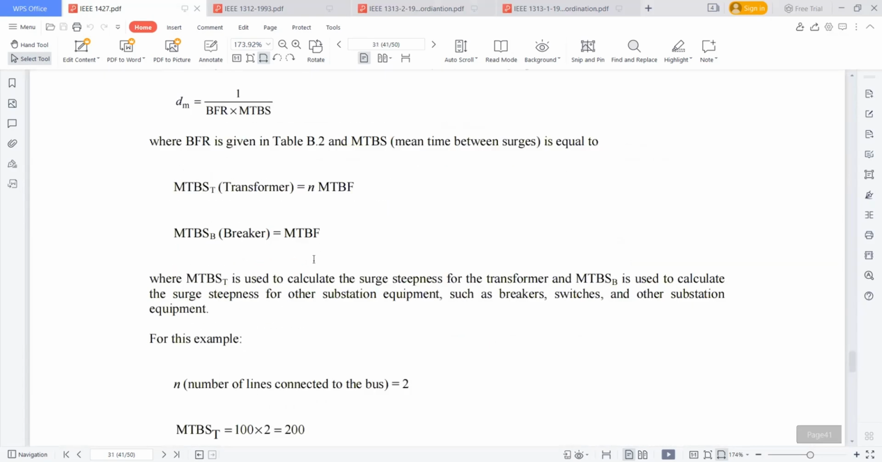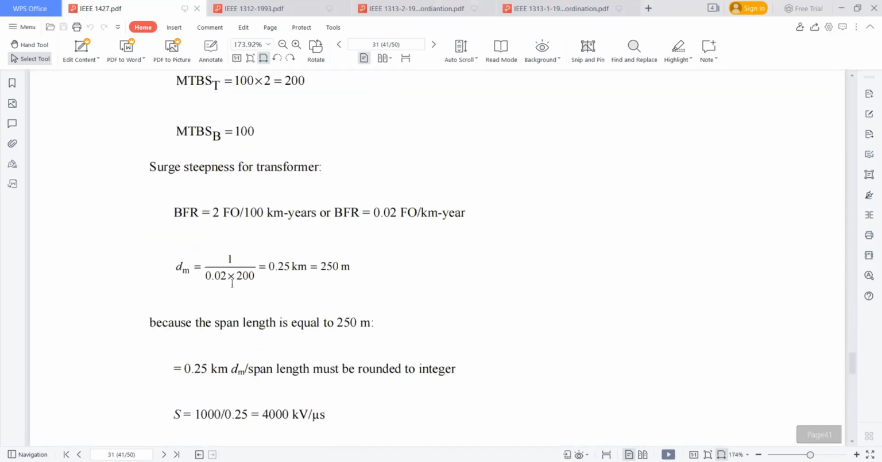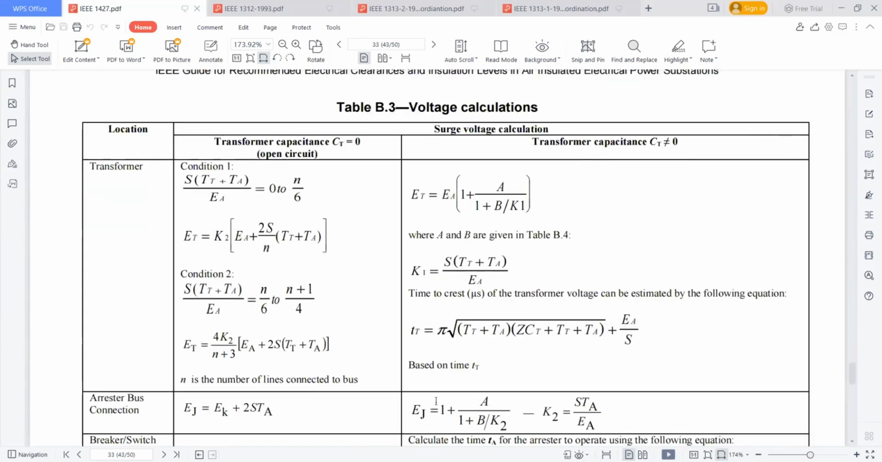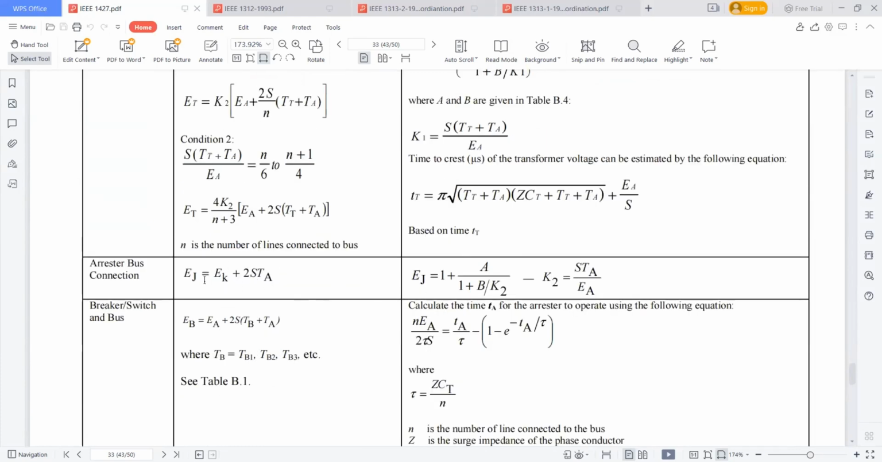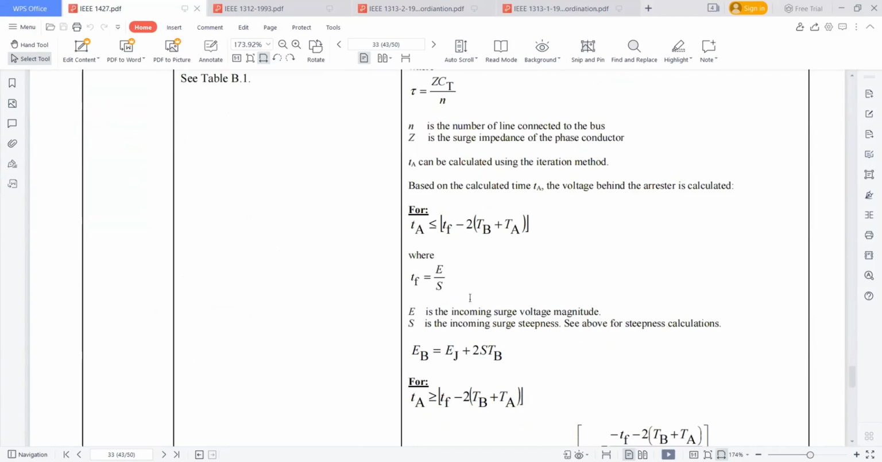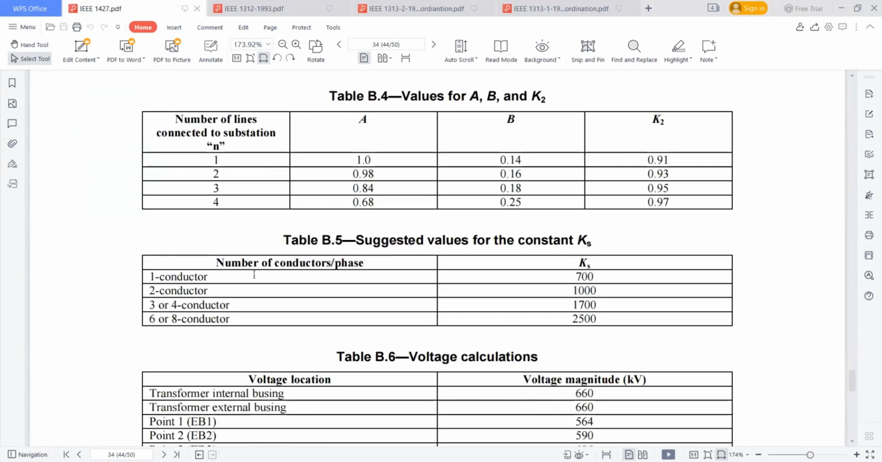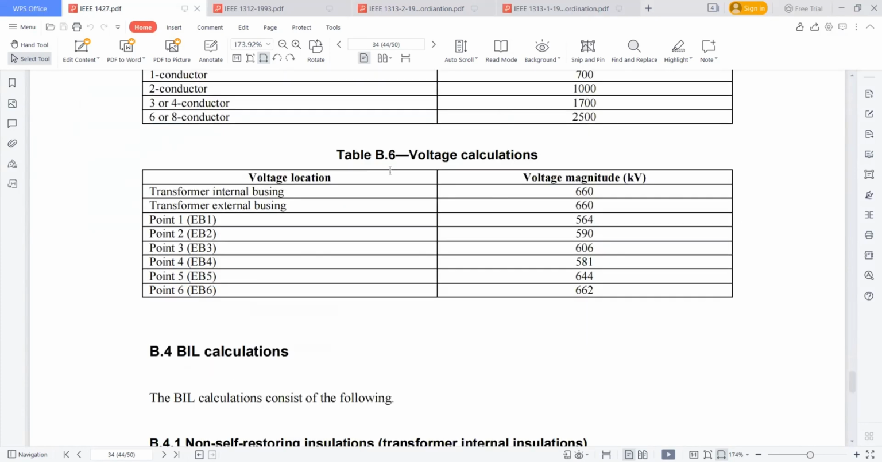So using the above equations, E_A, E_B, E_T, E_J, and these steepnesses, everything, this is a very complex calculation we have to do. From this calculation, I am calculating all the surge voltages across all the buses, by including these constants. One is the number of lines connected, and how many conductors per phase, that is one constant I have to use.